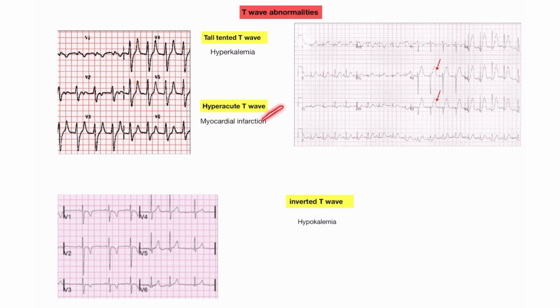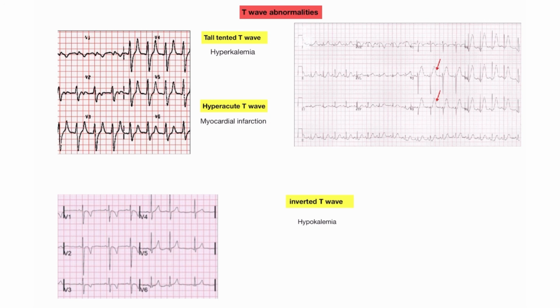But in the hyperacute T-wave you will see an increase in the height of the T-wave, but it is not pointed, it looks like a curve. So this is the difference between the tall tented T-wave and the hyperacute T-wave. In both cases the T-wave increases in height, but the tall tented T-wave is pointed, while the hyperacute T-wave is curved. The tall tented T-wave appears in hyperkalemia, but the hyperacute T-wave appears in myocardial infarction.